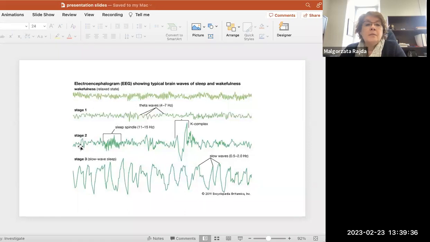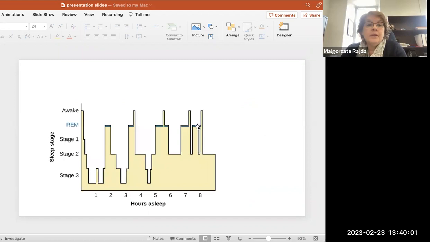The waves become even slower and the amplitude becomes bigger the deeper sleep we enter. And then finally, we enter the deepest slow wave sleep, and it's called that way because the waves are really slow. You will see those big amplitude, very wide waves that correspond with the deeper stages. Those different sleep stages will progress across the night.